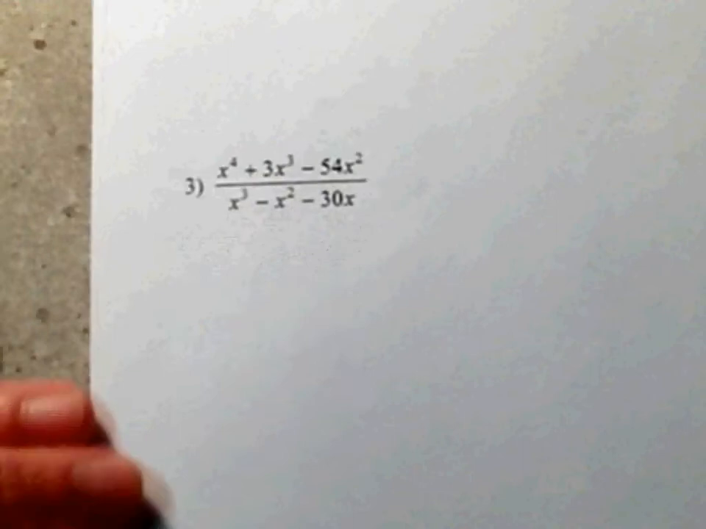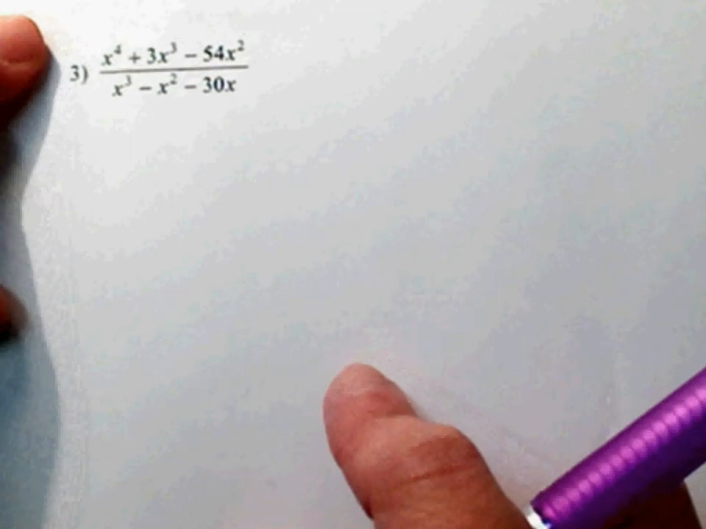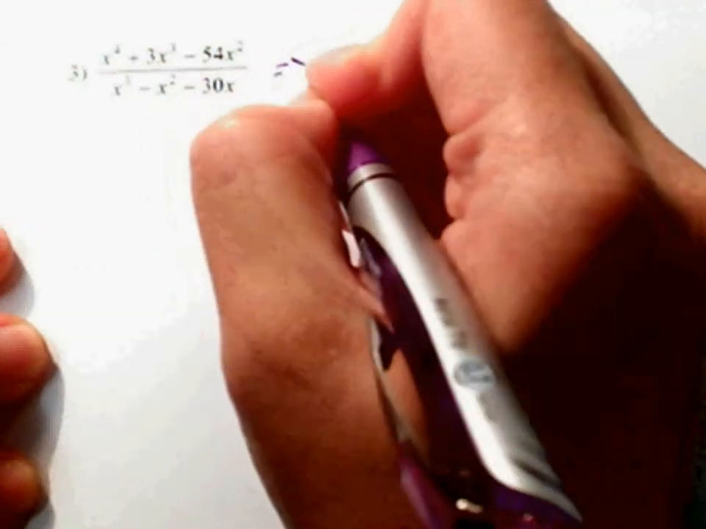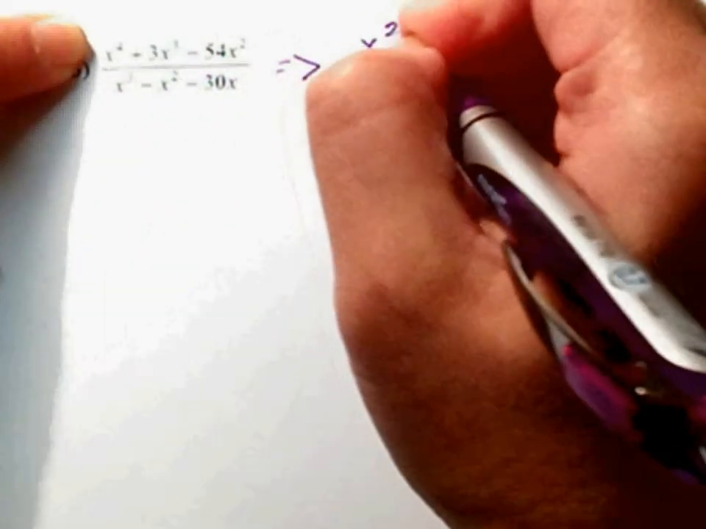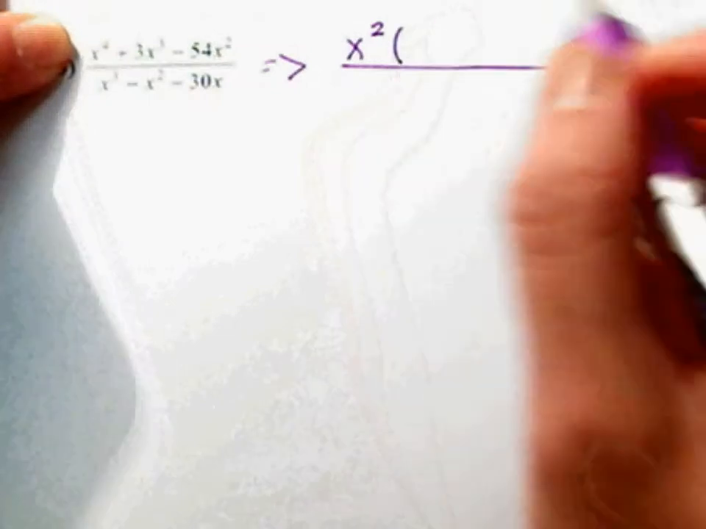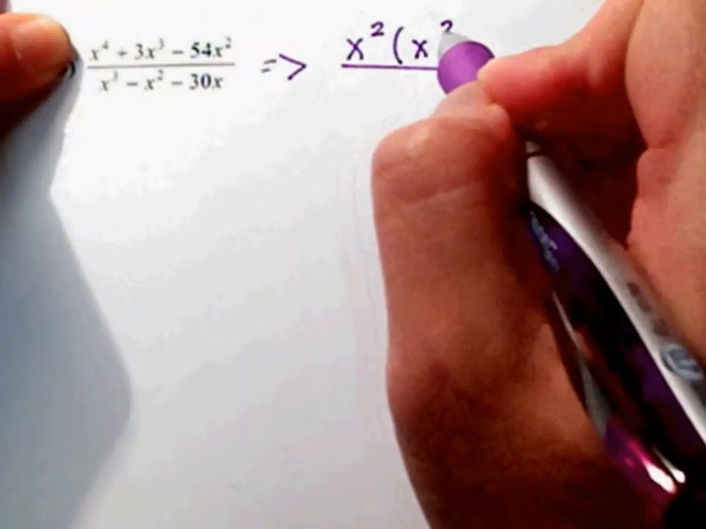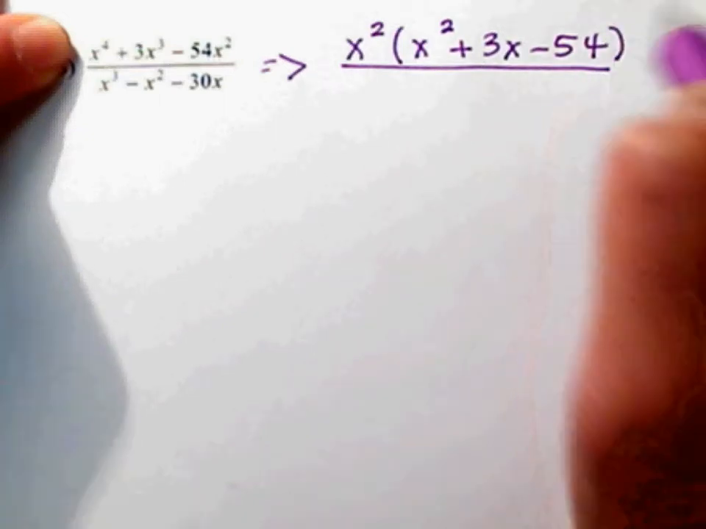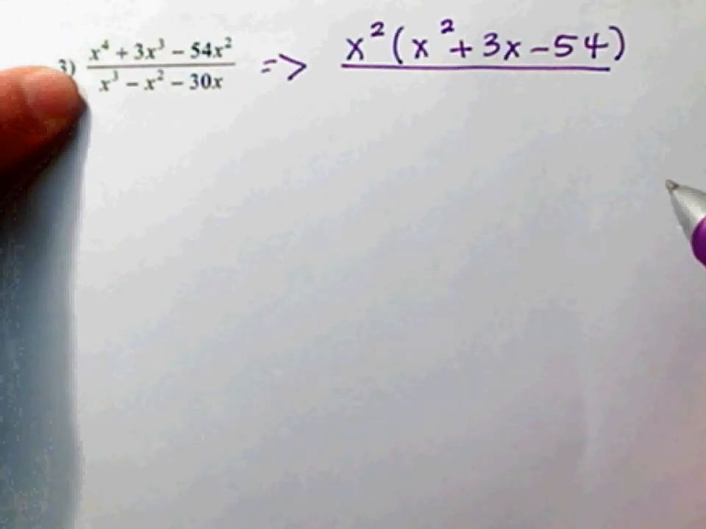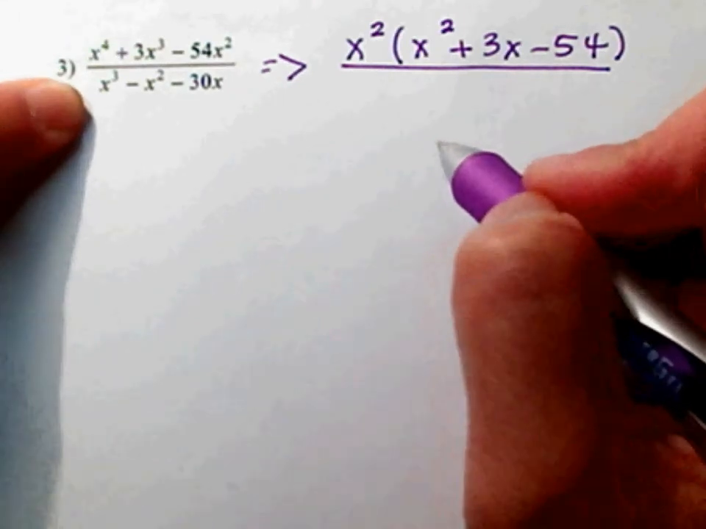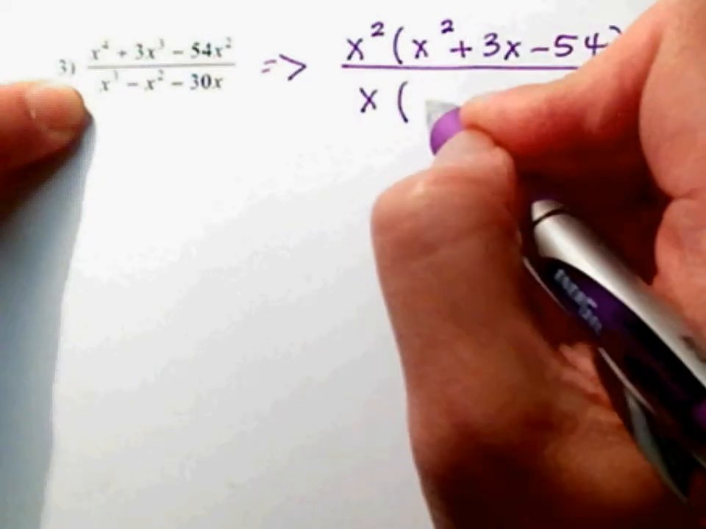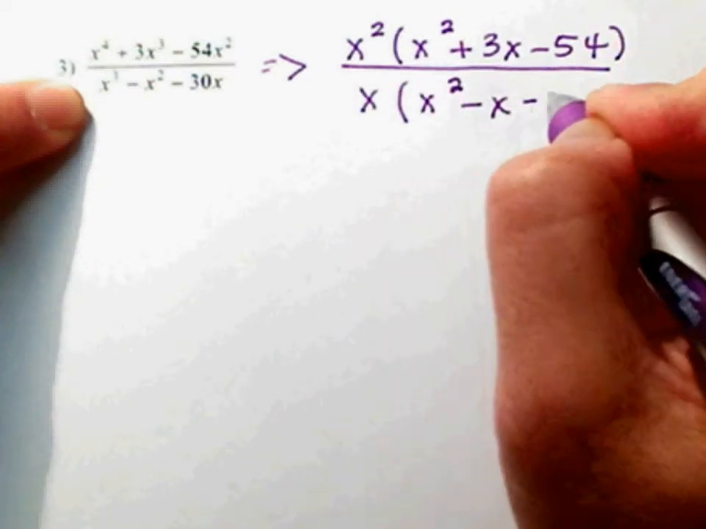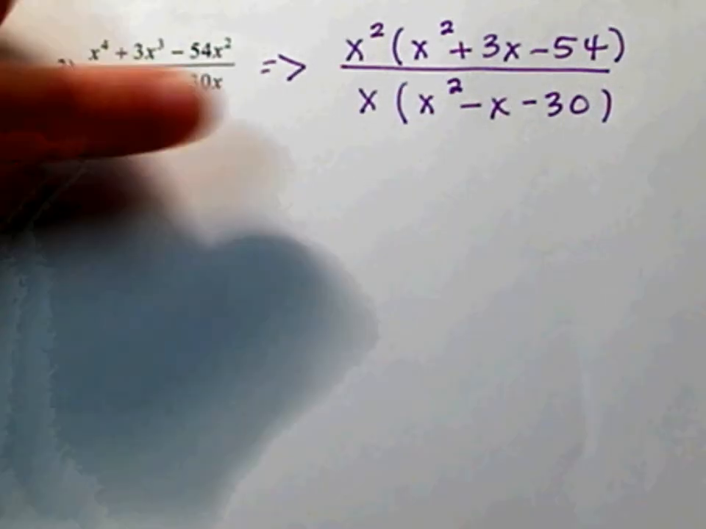Number 3. Take a look. Find your greatest common factor first. Here's your line. What do these three terms have in common? X squared. Factor out your x squared. When you factor out your x squared, you have x squared plus 3x minus 54. Look at your denominator as well. What do they have in common? What is your greatest common factor? X. Factor out your x, so you have x squared minus x minus 30. You're done with it? Don't look at it again.